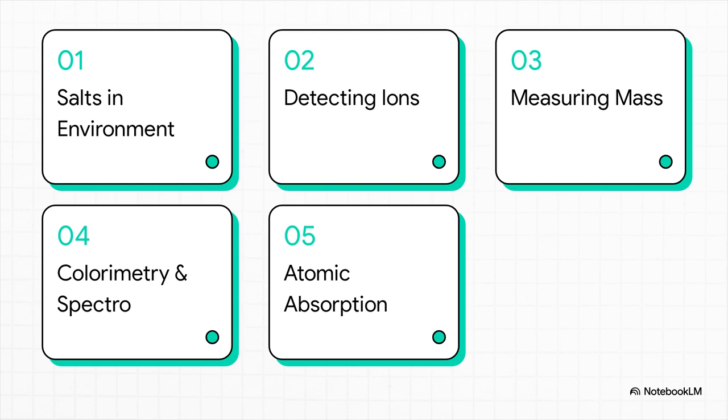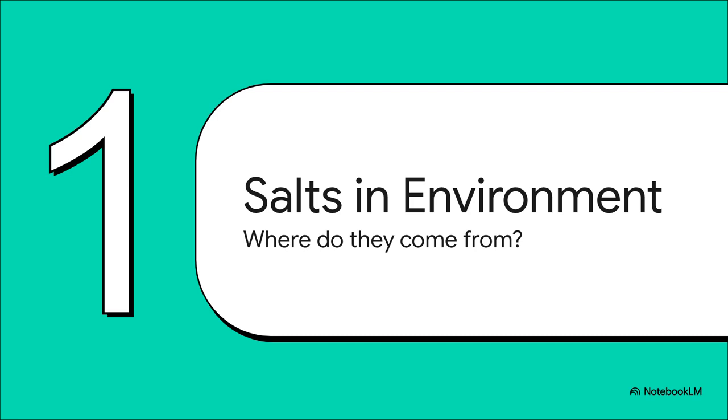Okay, so here is our detective's toolkit for today. We'll start with salts in the environment, then move to detecting ions using qualitative techniques, followed by measuring mass and titrations. After that, we'll look at colorimetry and spectroscopy, and finally wrap up with atomic absorption spectroscopy. Let's dive right in. Section 1, salts in the environment.